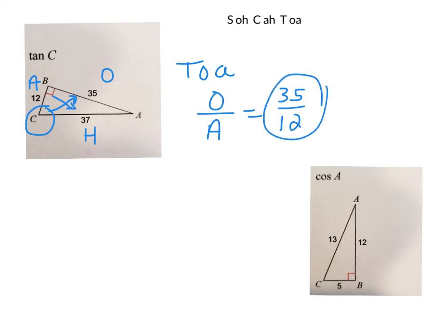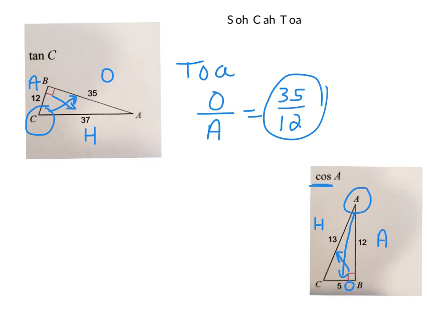Last problem, cosine of A. We're going to circle the reference angle. And then we label the triangle up. There is the hypotenuse, which is 13. Our reference angle, we follow that across. 5 is going to be our opposite. And that means 12 is our adjacent.